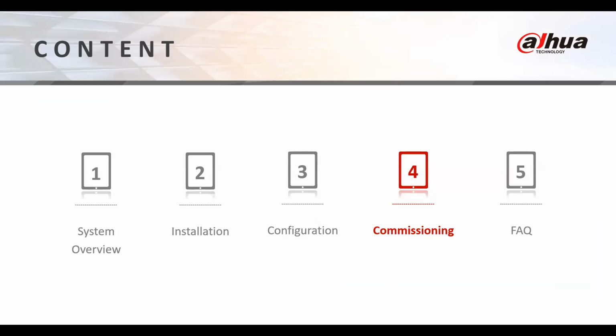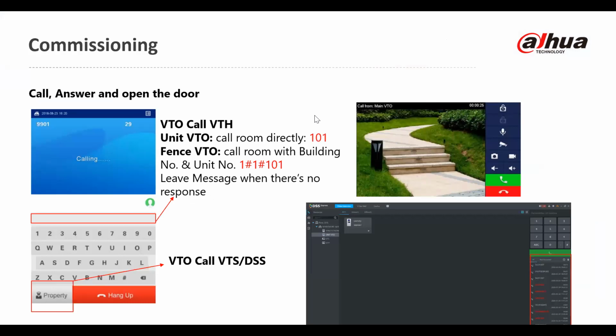Then commissioning. Under commissioning, we're looking at opening the door at the VTO. The VTO calls the VTH, the unit VTO calls directly to 101, first station, calls rooms, building, number of units, like that. Leave a message when there is no response.